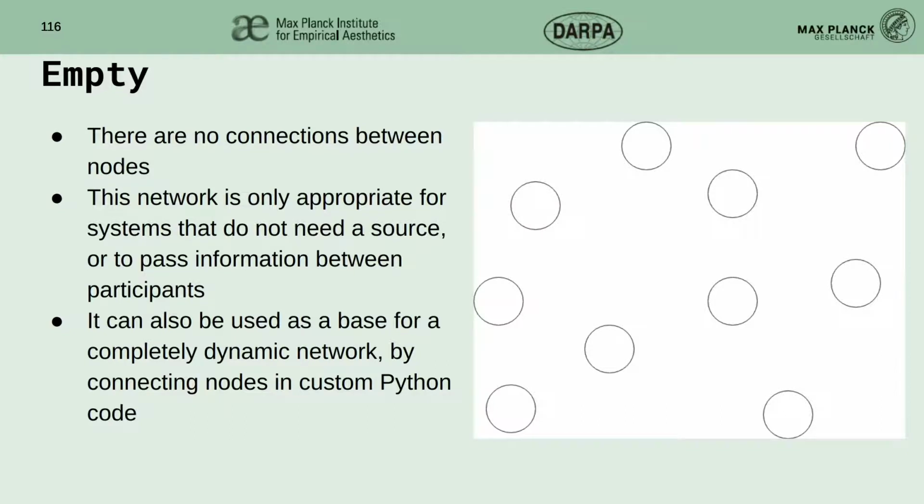So this would be something that allowed you to create an experiment where not only was the network structure dynamic, but it was in some way controlled via user interactions.